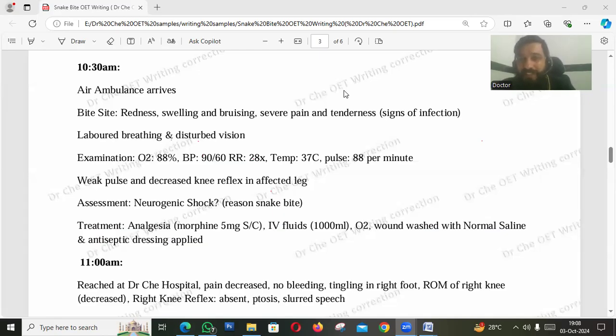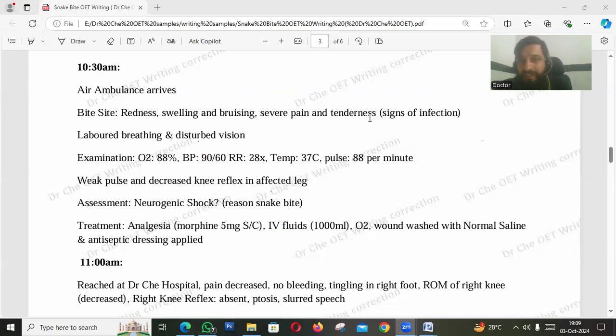So why am I writing this thing in the bracket? Just to help you make your paragraph concise. If you don't know this, you will write each and everything: redness, swelling, bruising, severe pain, and tenderness. Mostly nurses will write all of these things, and then your letter will be long and you will not get your required score. So this was a hint to make it concise.